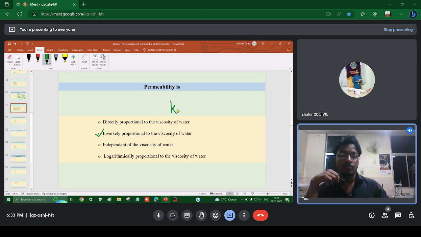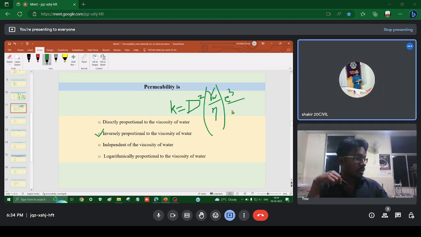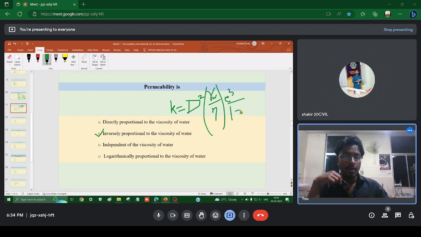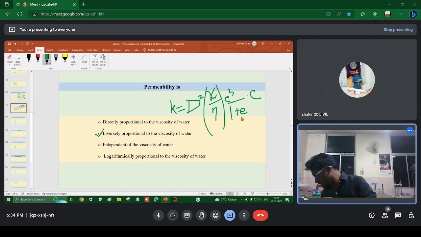K equals d square gamma w by viscosity eta, into e cube divided by 1 plus e, and C. I believe C is a constant which depends on the... Just a minute.